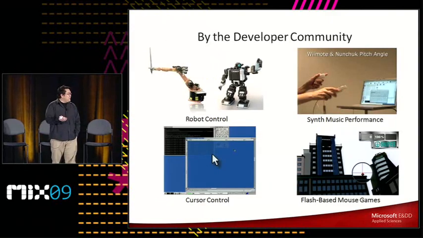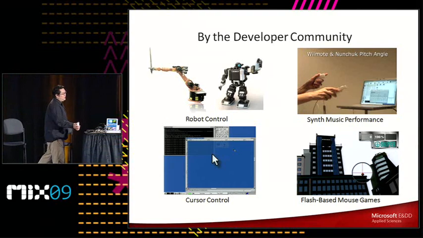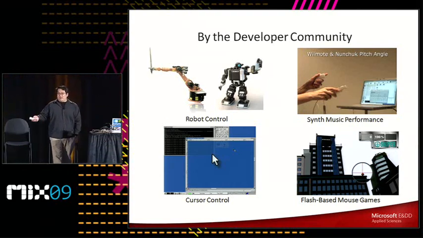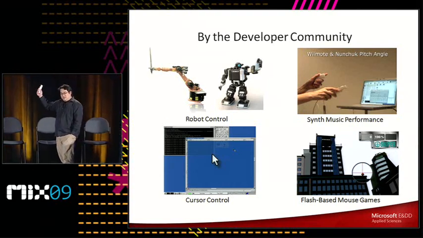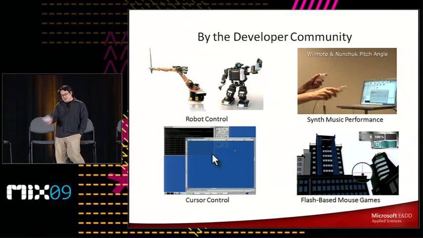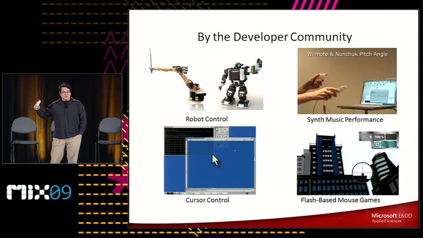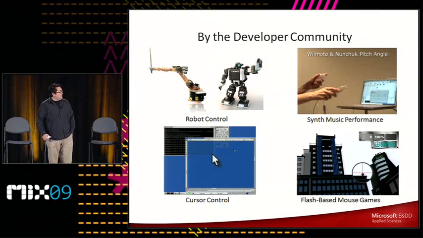Now, interesting projects by the developer community. The first one I saw, and the one that I really like, is in the upper left, where they attached a broadsword to an industrial mechanical assembly arm, and when they swing the controller, the robot arm tries to mimic their motions and swing the sword as well.